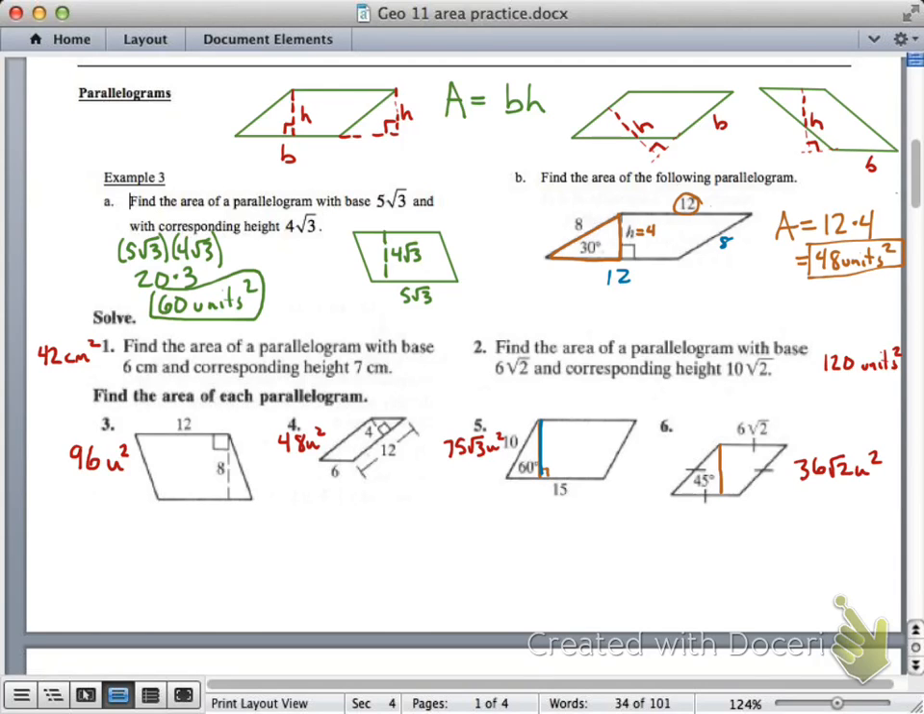All right, there's the answers. For 5 and 6, those were the heights that you should have gotten. Okay.